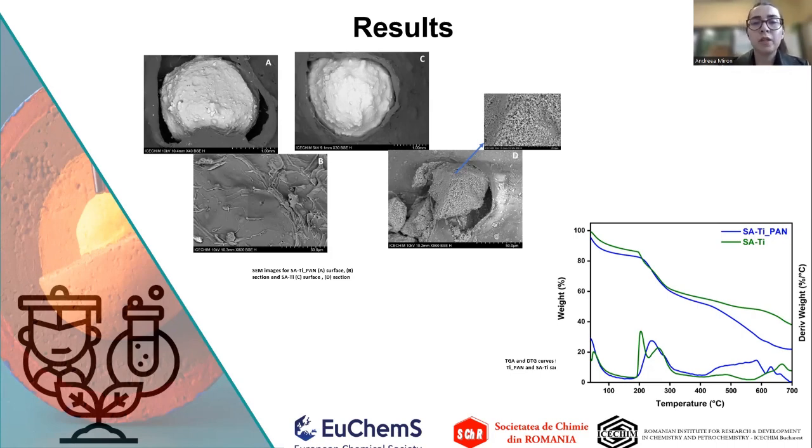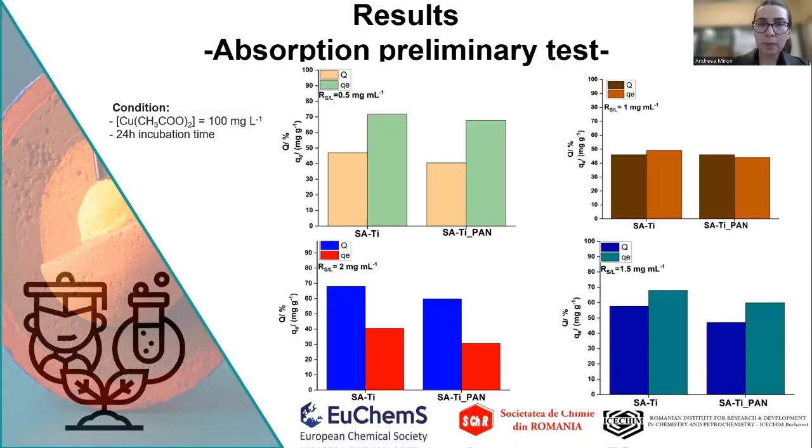SEM images reveal data about the structure of the beads. In the case of beads based on TiO2, sorry, TiO2, we have a uniform structure compared with the beads with composite, and the SEM images show this.